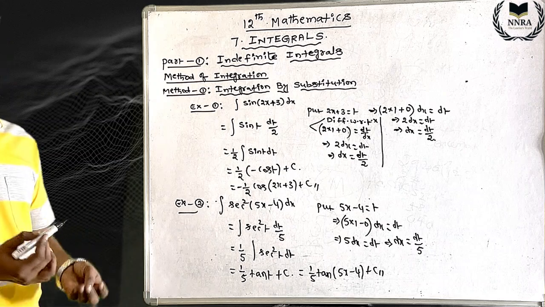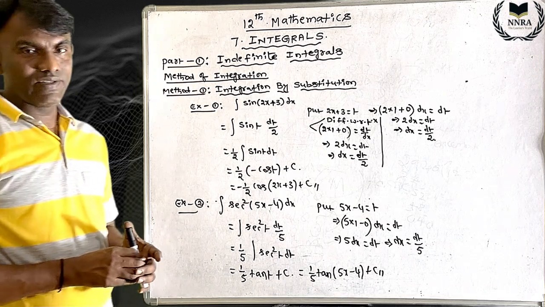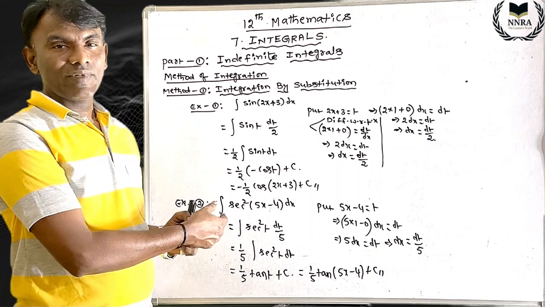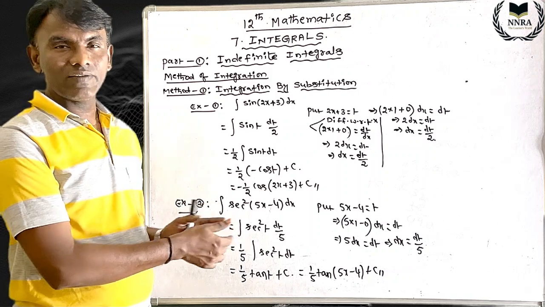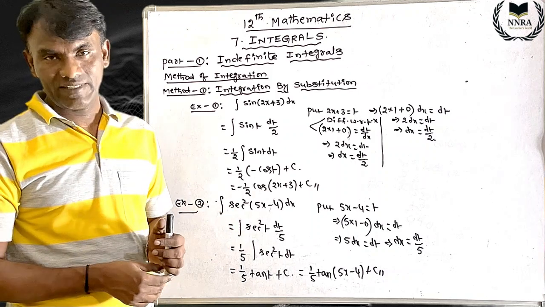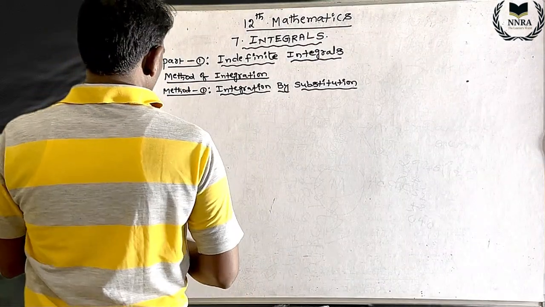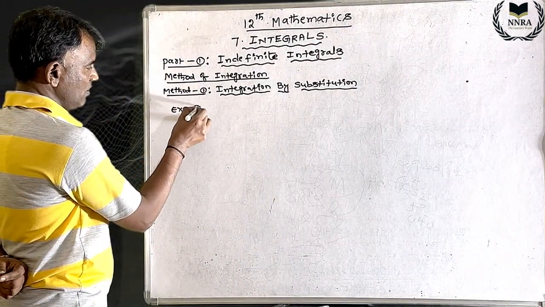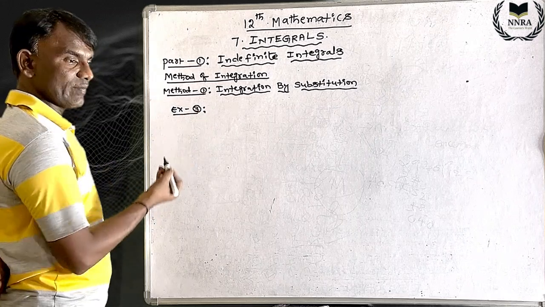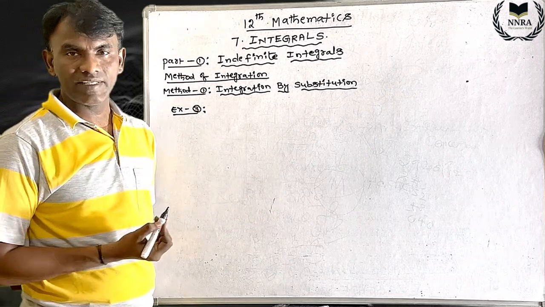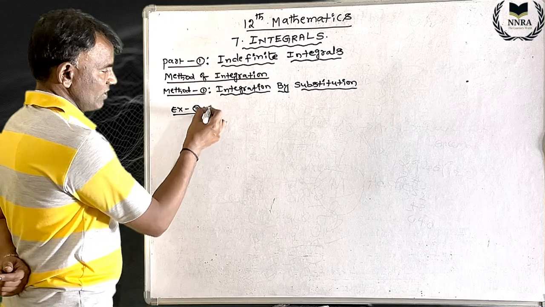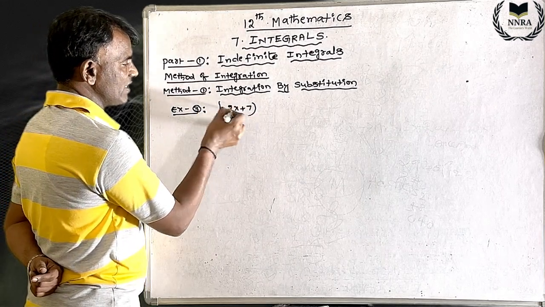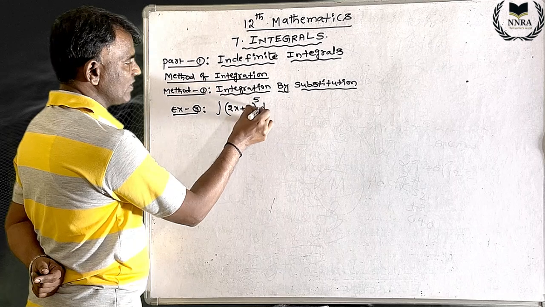So these are the examples. By using the substitution method, we find the value of the given function, means the integral value of the given function. Okay, now see one more example. These are the general examples. After completion of this, we'll discuss the textbook examples also, right? So the integral value of 2x plus 7 whole power 5 into dx.